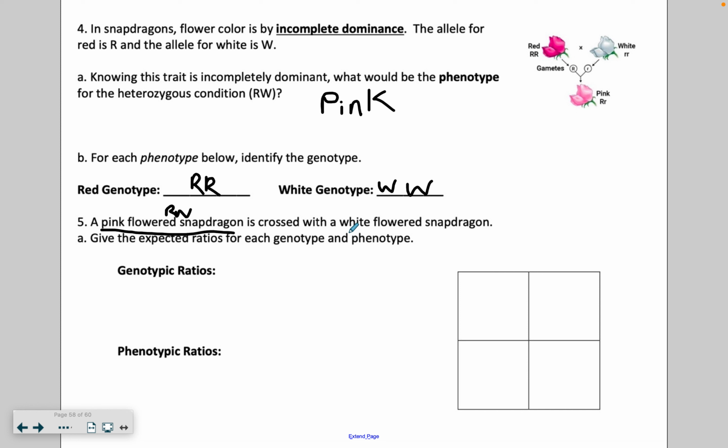It's crossed with the white flower. Big W, big W. So you're gonna start, go to your Punnett square. RW, that's my pink flower, crossed with the white flower. And then you're gonna go ahead and fill in the Punnett square and give me the genotypic and the phenotypic ratios.